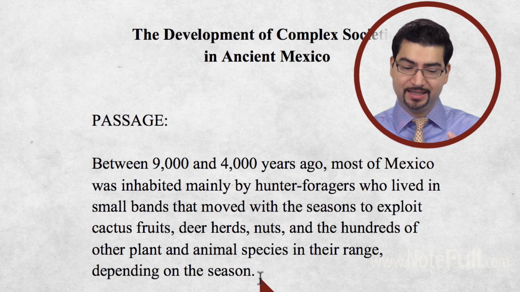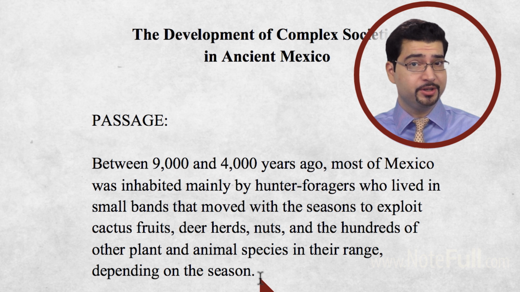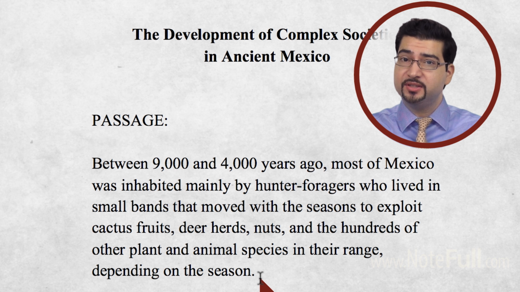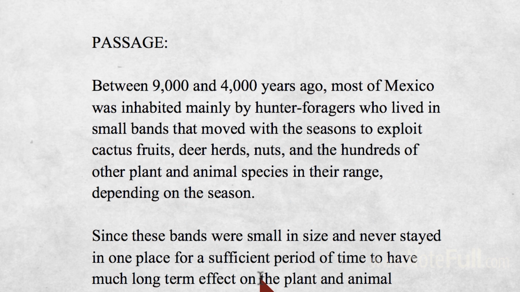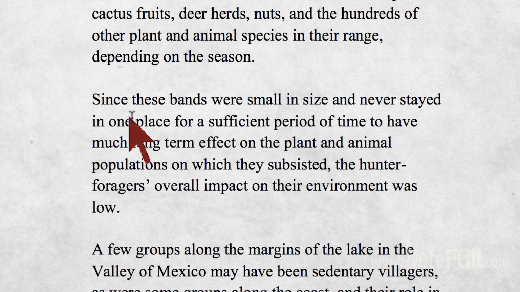So now we're going to look at the next sentence, because we haven't answered our question yet, right? We don't read anything about development. So I have everything except development. So let me read the next sentence. Since these bands, okay, these groups of people, were small in size and never stayed in one place. So I'm understanding. Do we have a development yet? No, because all we're doing is learning facts. A development, as you know, when we made our fake answer, was a change. It was something different. I haven't read that yet. I haven't read a change.